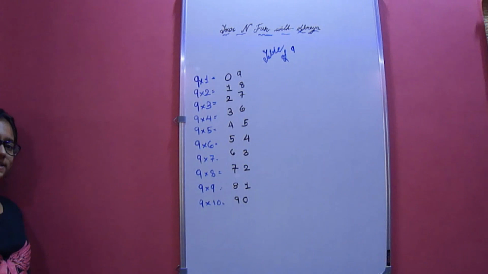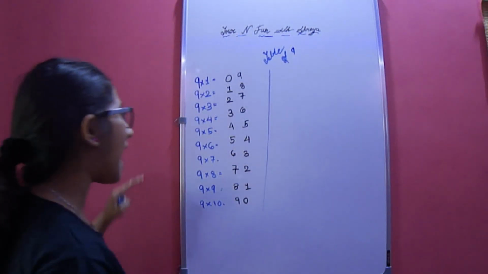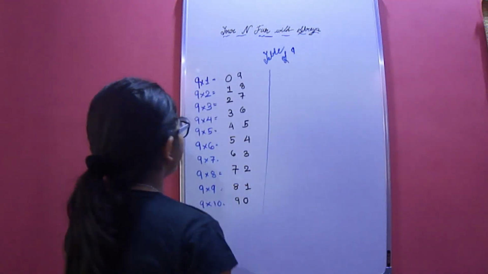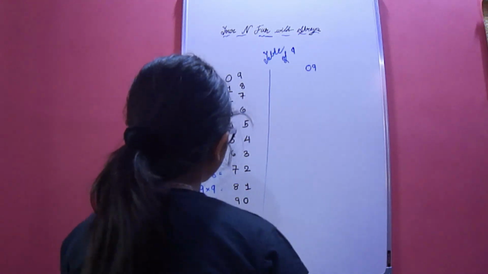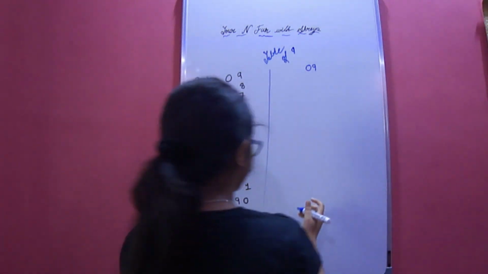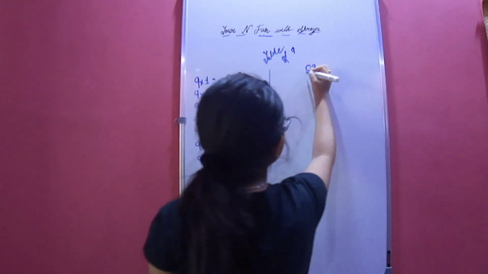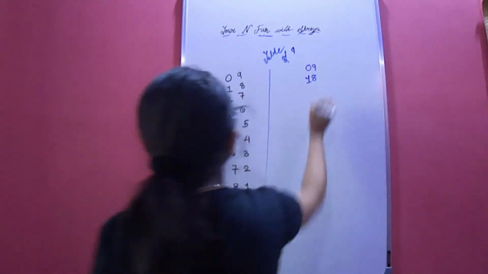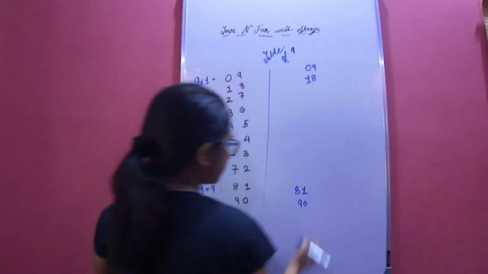Now let's get on with the second method. So now we will be doing the second step. Have you noticed one thing, 9 into 1 is 09, right? We all know that. So 9 into 10 is the reverse of it. So 90. Just like that, 9 into 2 is 18, and 9 into 9 is 81, the reverse of 18.